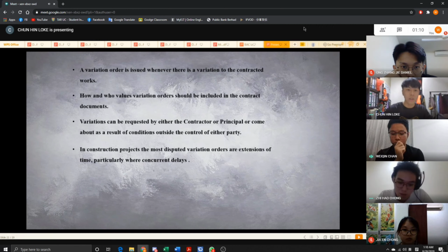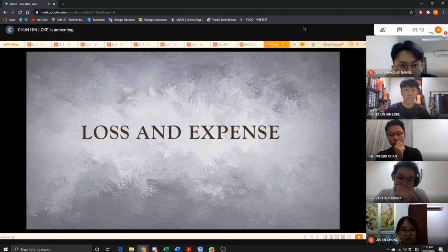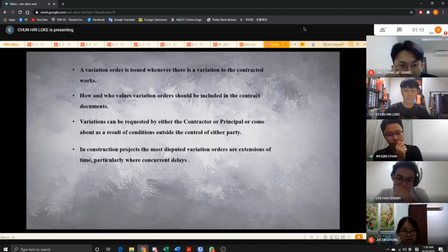Not all variation orders require a variation in the contract cost. Example, substitution of similar material or a change in color of material. Variation can be requested by either the contractor or principal, or come about as a result of conditions outside either party's control, for example bad weather. In construction projects, most variation orders are extensions of time, particularly where concurrent delays are concerned, as these often have significant cost attached. That's all.